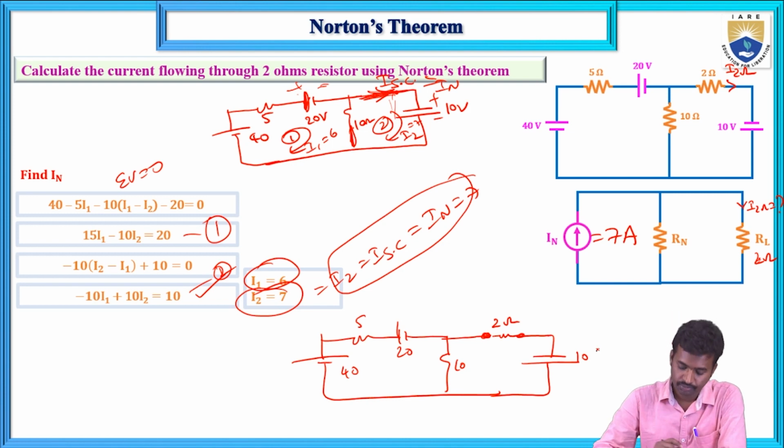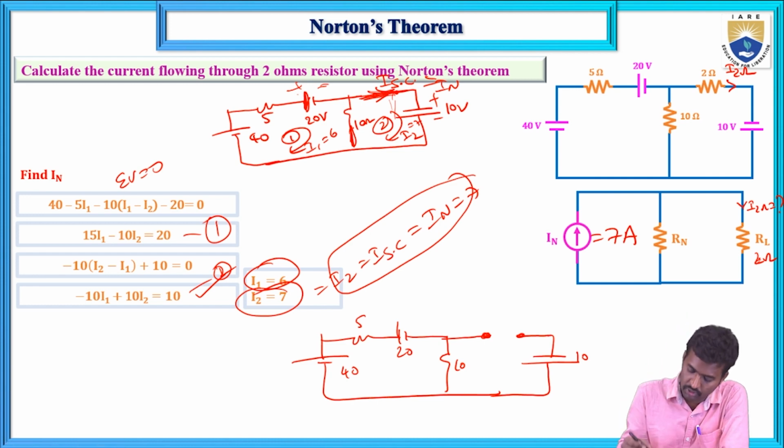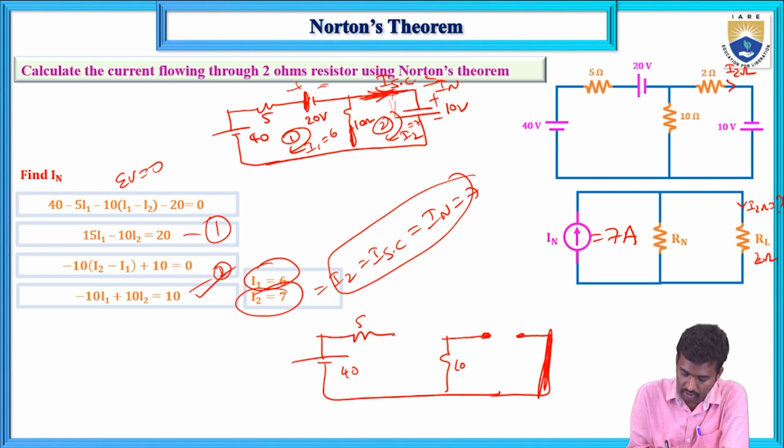Now here, remove the load resistance first. Remove the load resistance from the given circuit. All voltage sources are replaced by short circuit. There is a voltage source that is replaced by a short circuit, and this is replaced by a short circuit. This should be replaced by a short circuit.